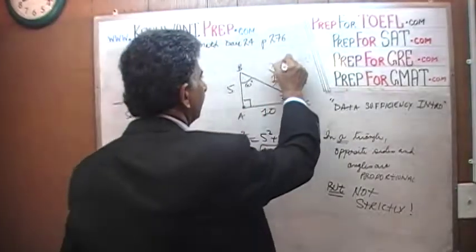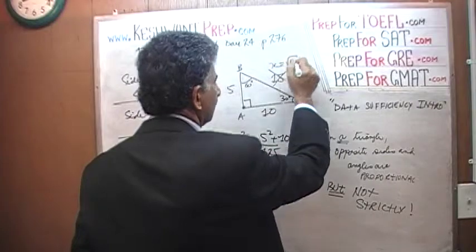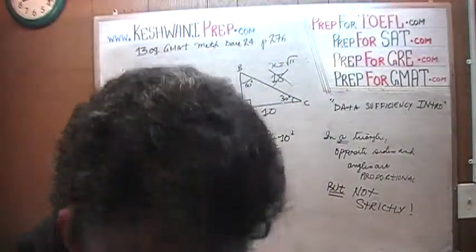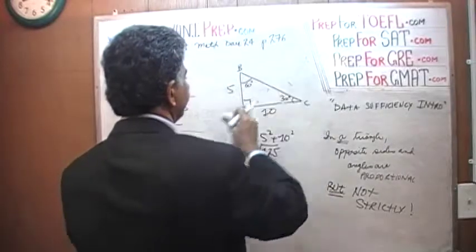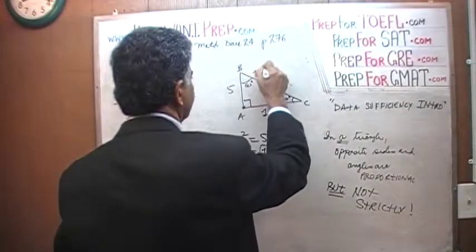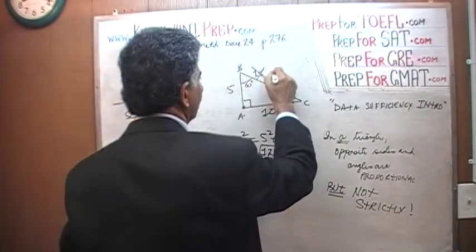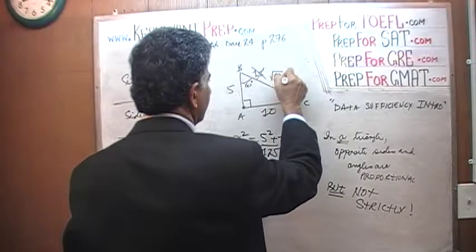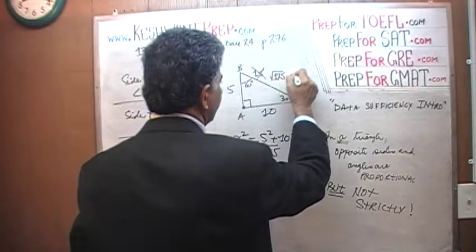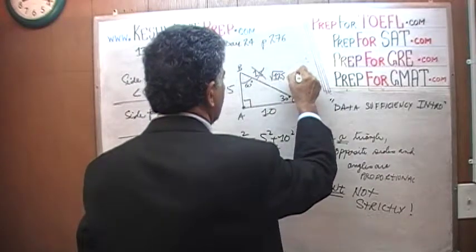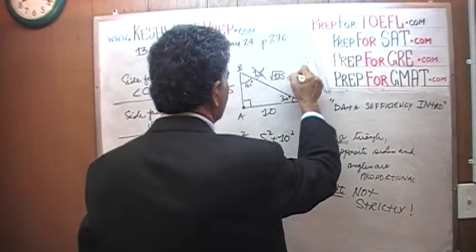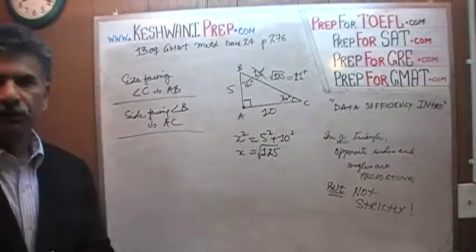X does not equal 15. It equals the square root of 125. It does not equal 15. It equals the square root of 125, which is approximately a little bit more than 11.